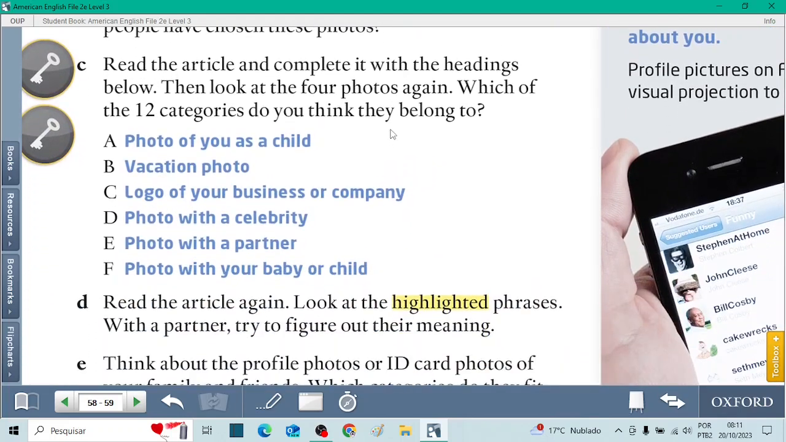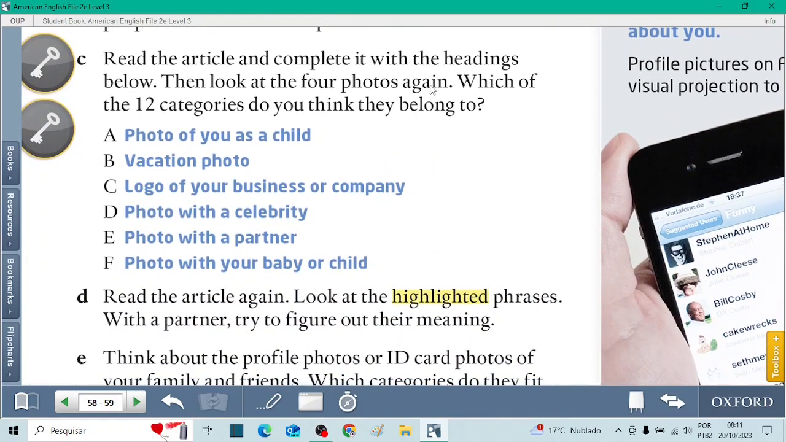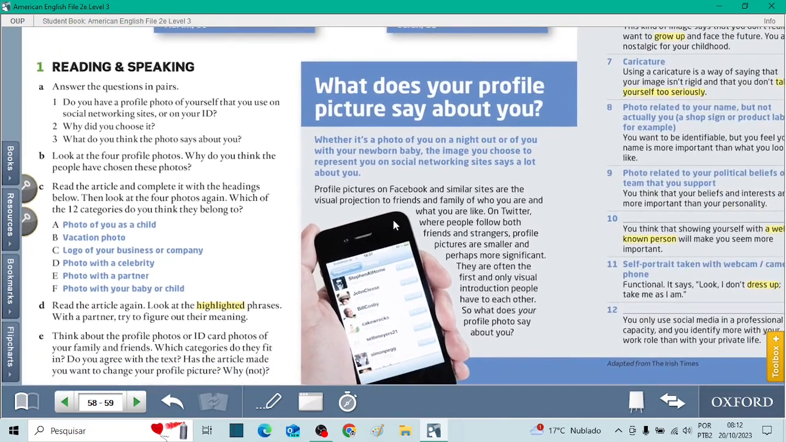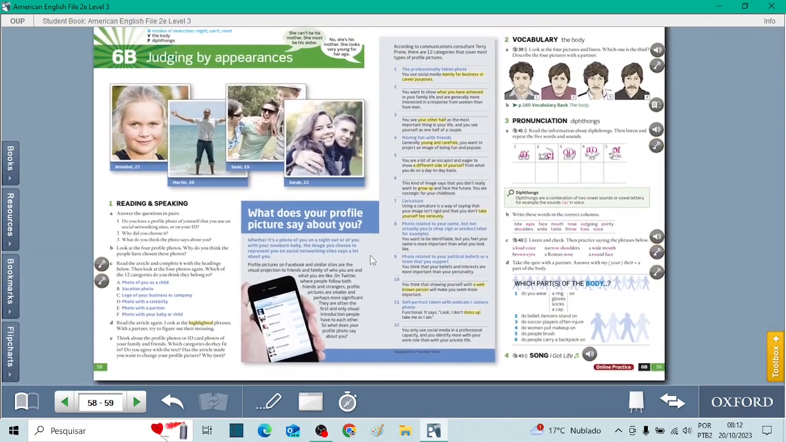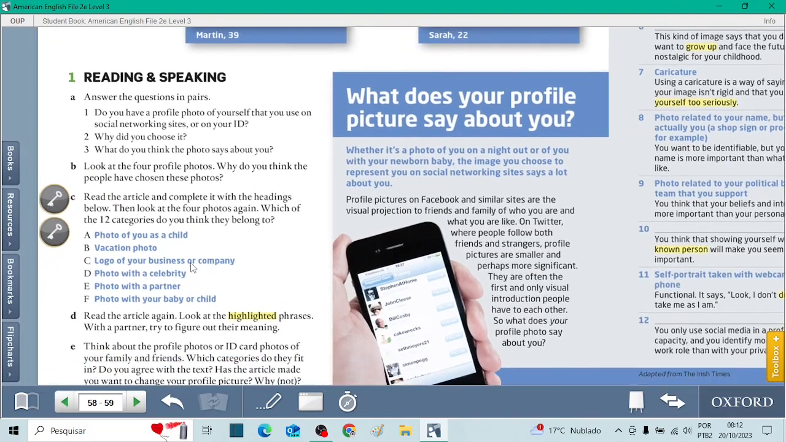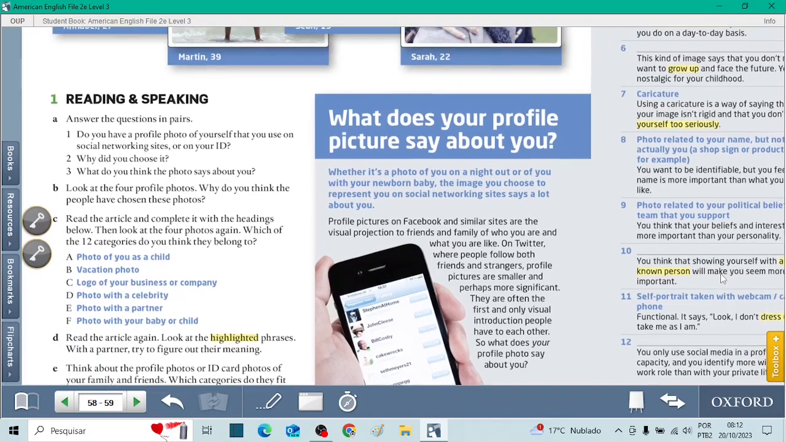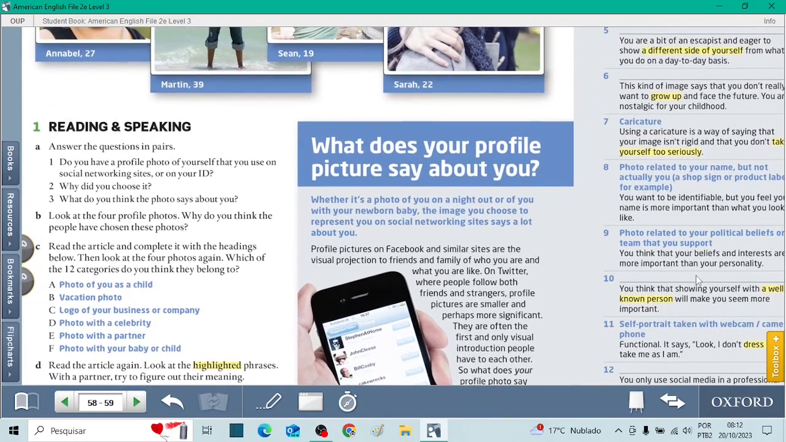Great. Now, in C, read the article and complete it with the headings below. Then, look at the four photos again. Which of the 12 categories do you think they belong to? Come on, let's do it. So here, read this article and these 12 categories, filling them out with one of these headings here, okay? Pause the video and do it.